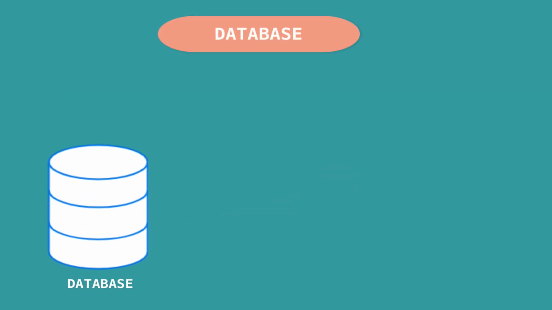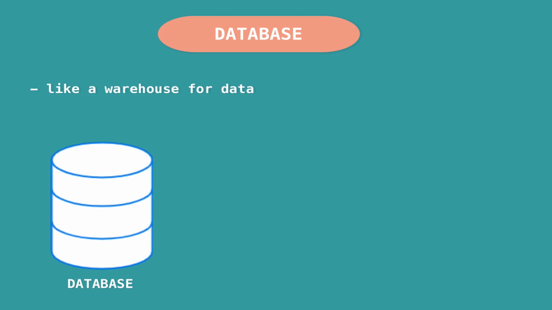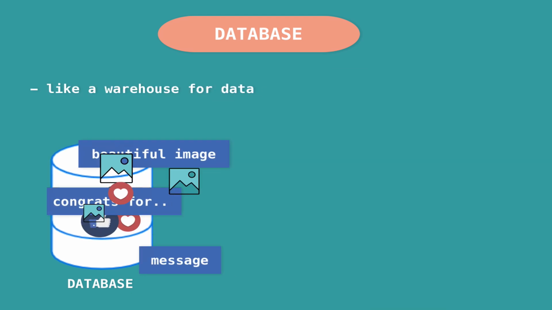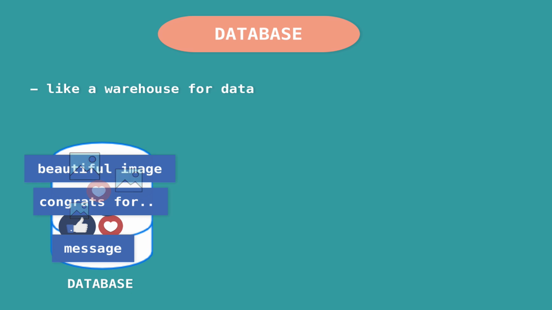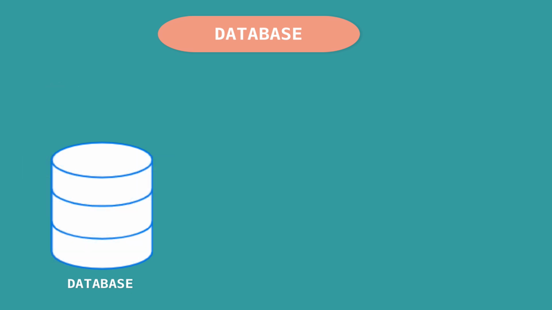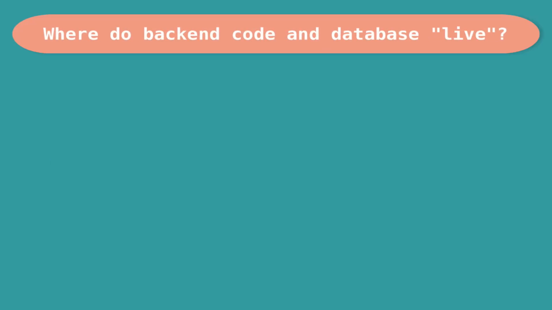So the database is like a warehouse. It's a big space where you can keep all the images, messages, likes, comments that different users are producing. It's all in there. So to have a more specific understanding, let's actually see what the location where backend code and database live, quote unquote, actually looks like.